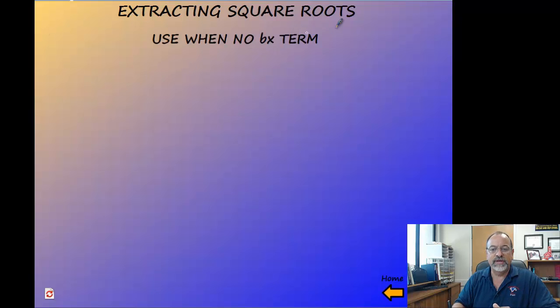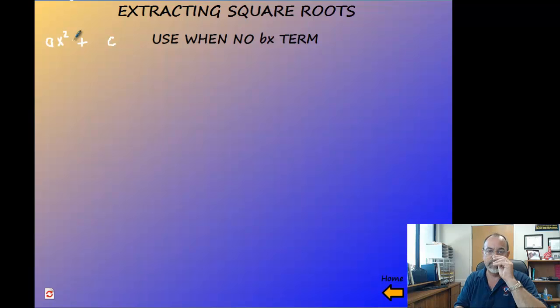And again, when I'm talking about a bx term, as a reminder, we're talking about the standard form of a quadratic, which is ax squared plus bx plus c. In this scenario, there is no bx term. So all you're going to have is a squared term and a constant. That's all you're going to have. So whenever you have this scenario, you don't want to factor. That's a long way to go. You may use factoring as part of the process, but really you're not going to want to use factoring. You want to do what we call extracting the square root.